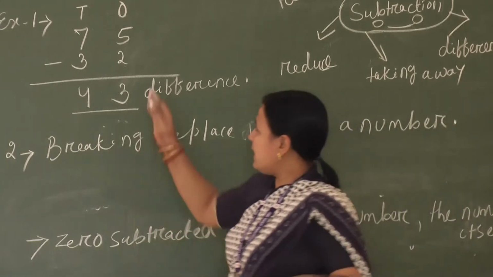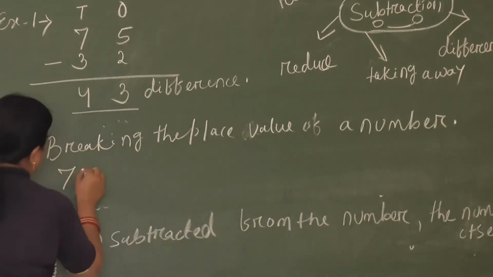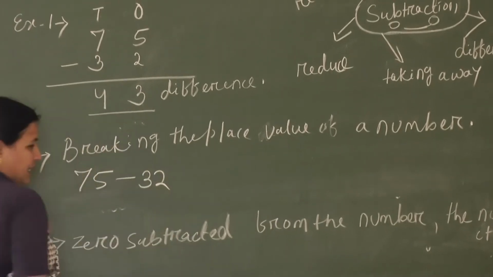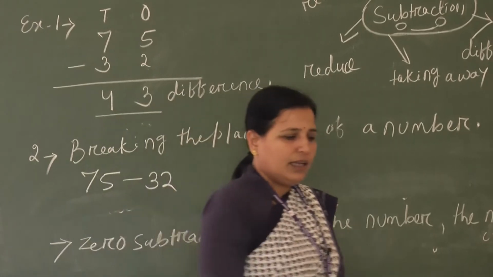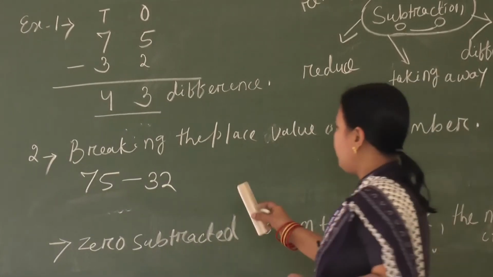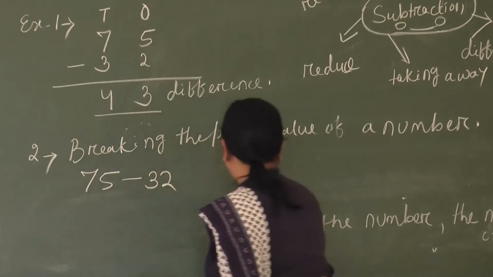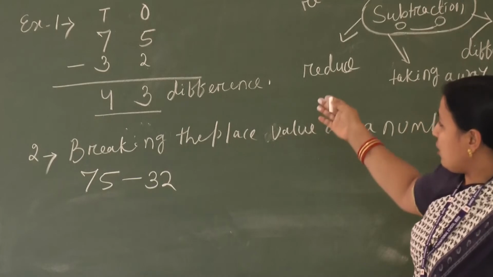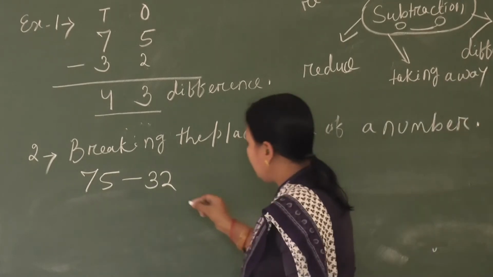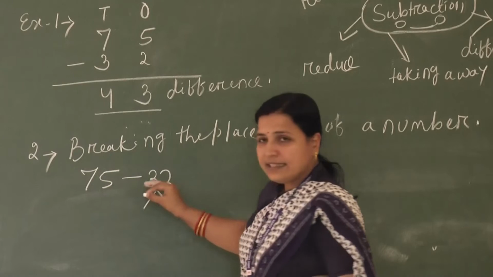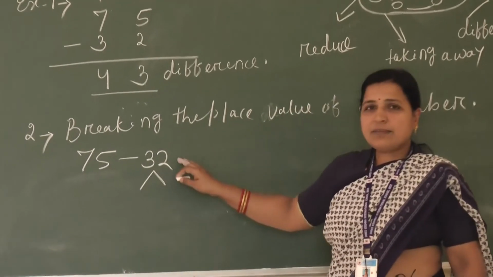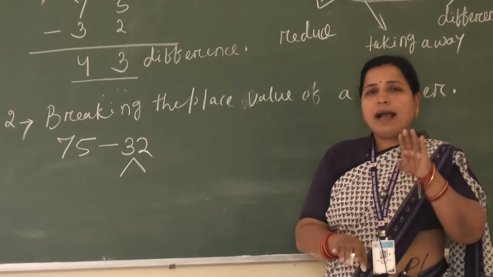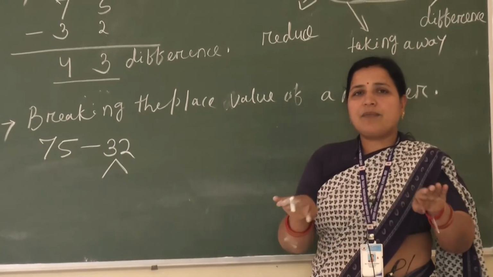So how do you do this? This 73 you also write. You subtract the number 32. This example I also give to you in the second process, by breaking the place value. You break the place value and subtract it. Will this answer be equal to that one or not? You see, when 32 is written, the second number's place value I will break. Break means you write the number in a separate way according to the place value.